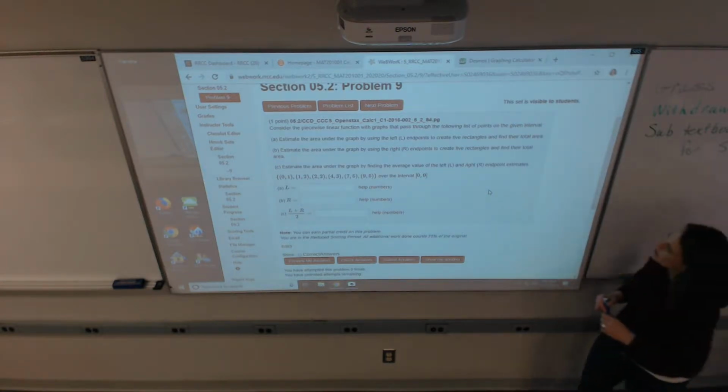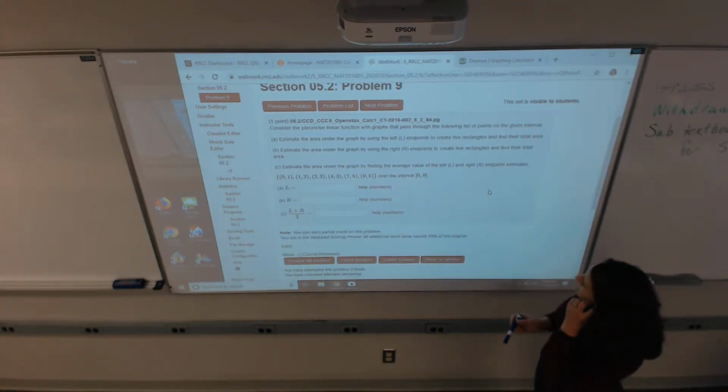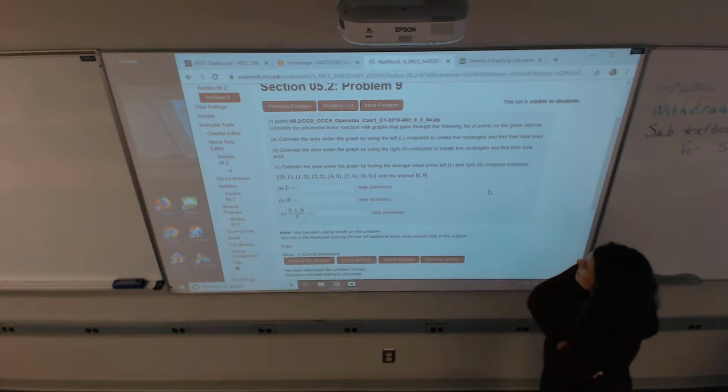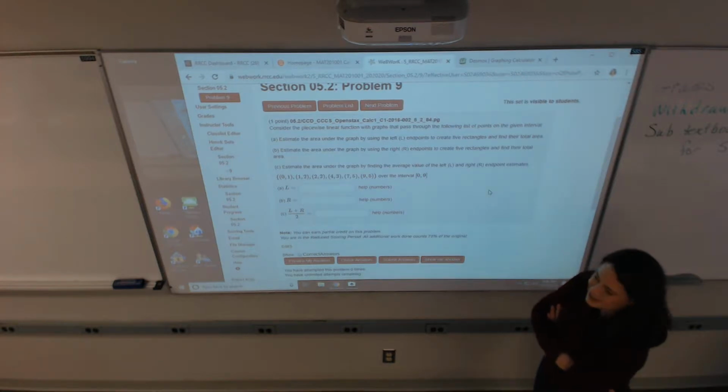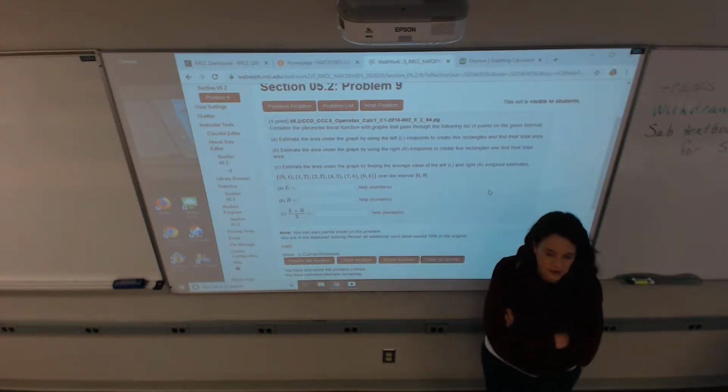What's to do here? Estimate the area under the graph by using the left endpoints to create 5 rectangles, find their total area, find the area using the right, and then estimate the area by finding the average value of the left and the right endpoints. What's the average value of the left and the right endpoints?